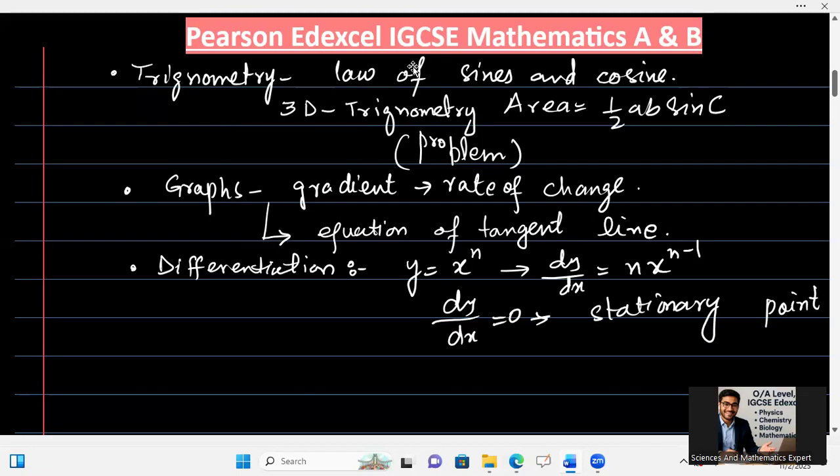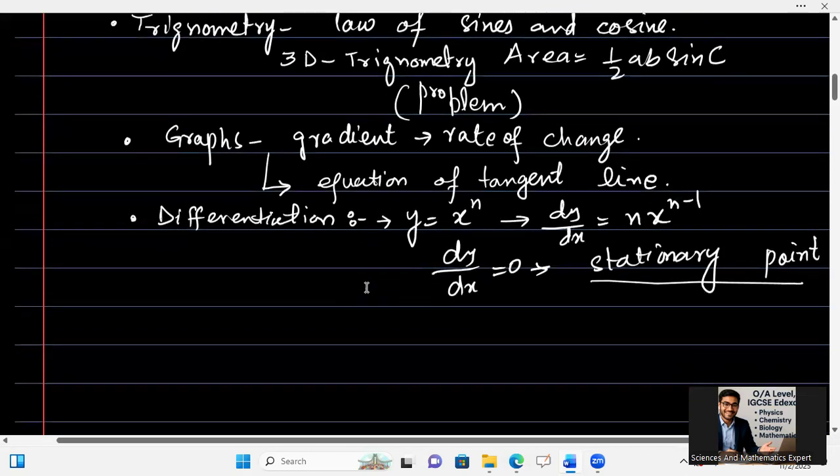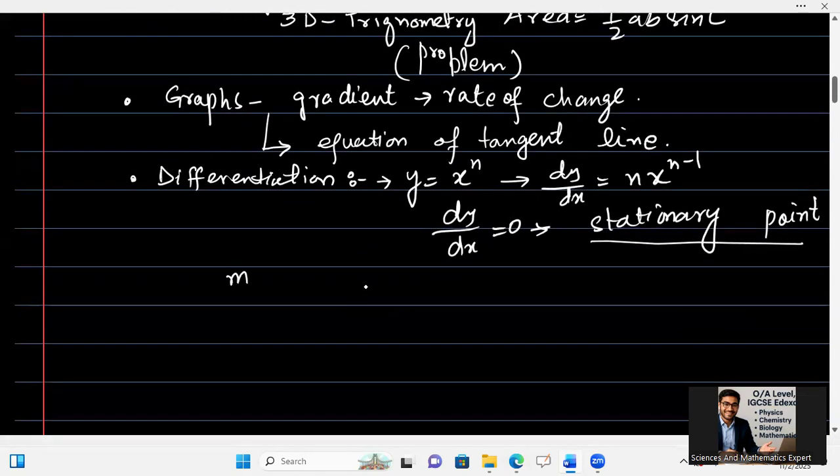And if you want the stationary point vertices, then put the solution of that dy by dx x value into your original y. You will get the coordinates of the stationary point. And if you want the maxima and minima of the stationary point, then go for the double differential of dy by dx.